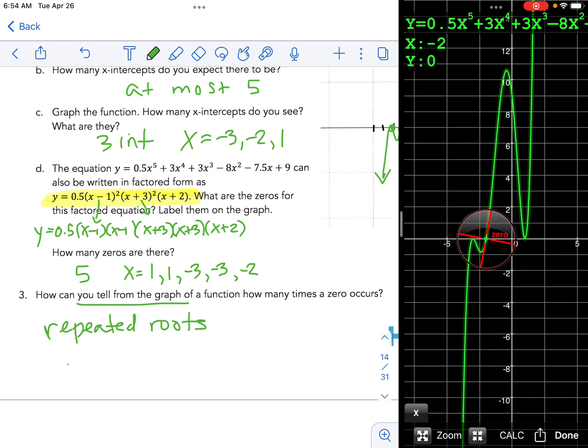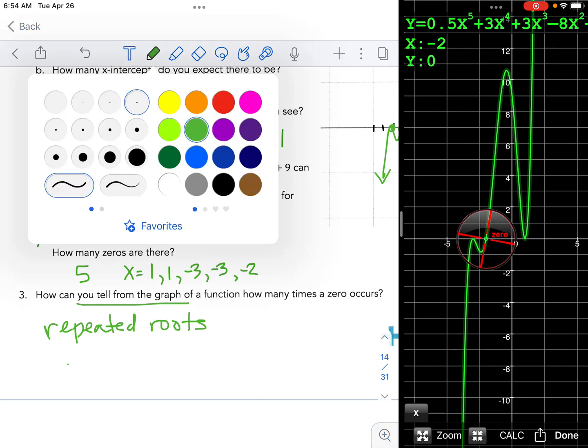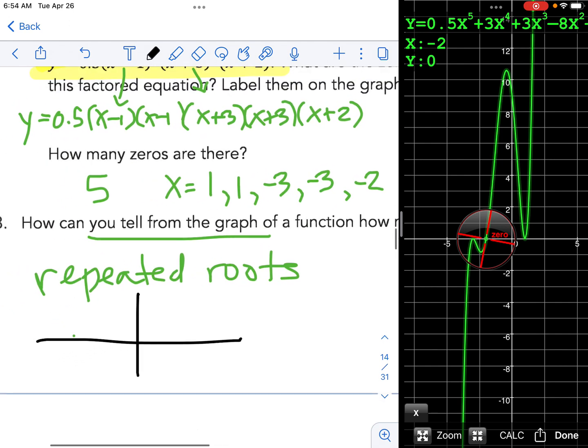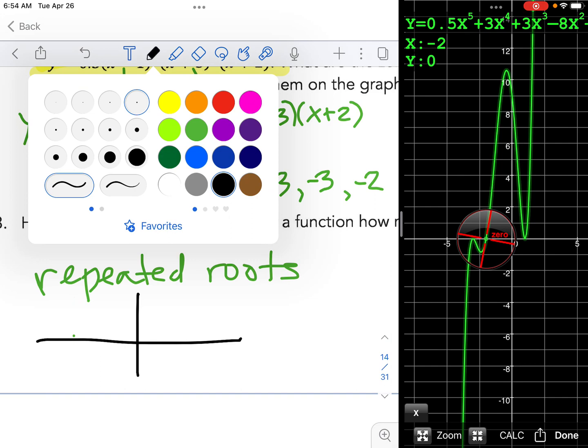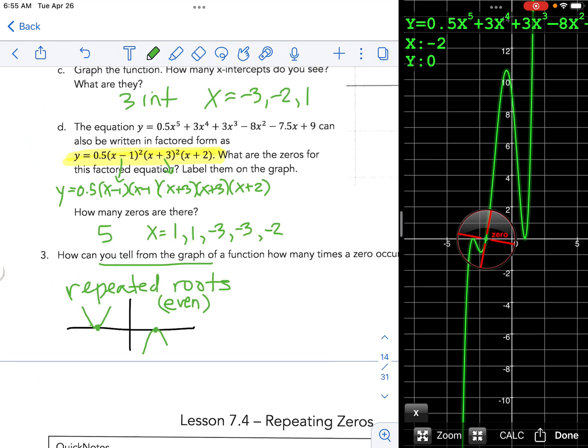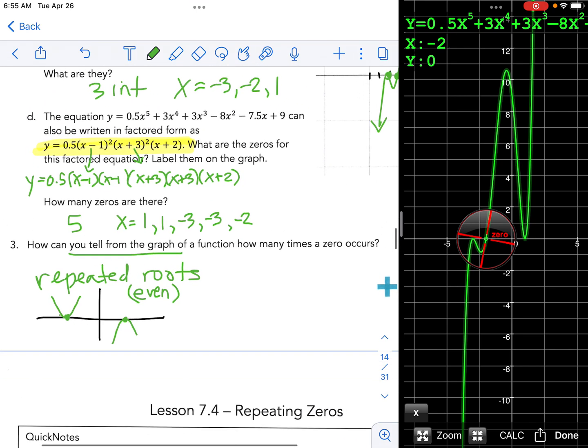Okay, if they're squared, the repeated roots will come down. Let me make that black actually, so it looks more like an x-axis and a y-axis. Repeated roots will come down and bounce back up, or come up and bounce back down. This is for an even root. The even roots are really easy to see, because they bounce like that, the repeated roots.